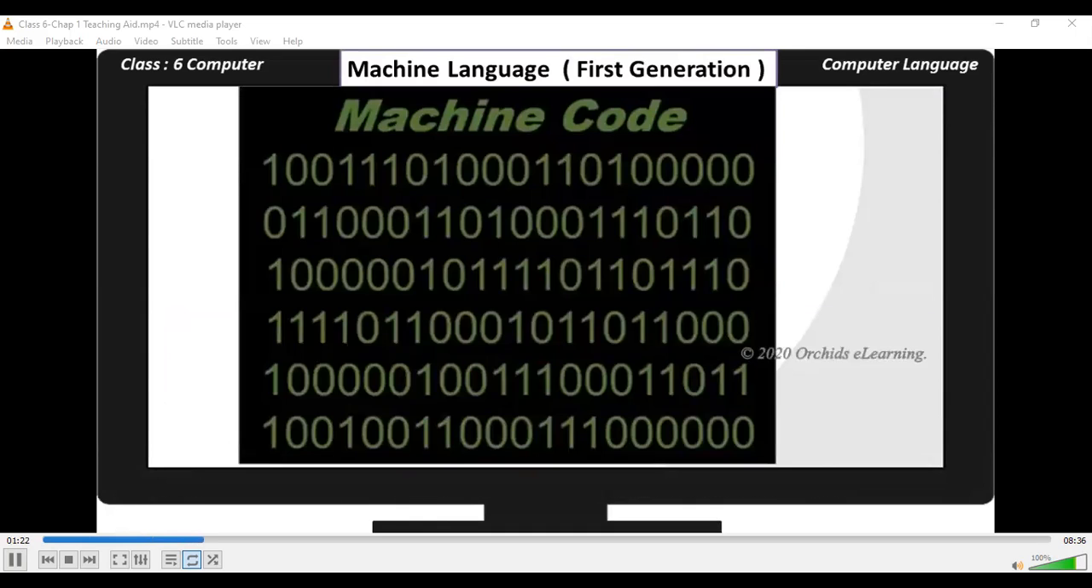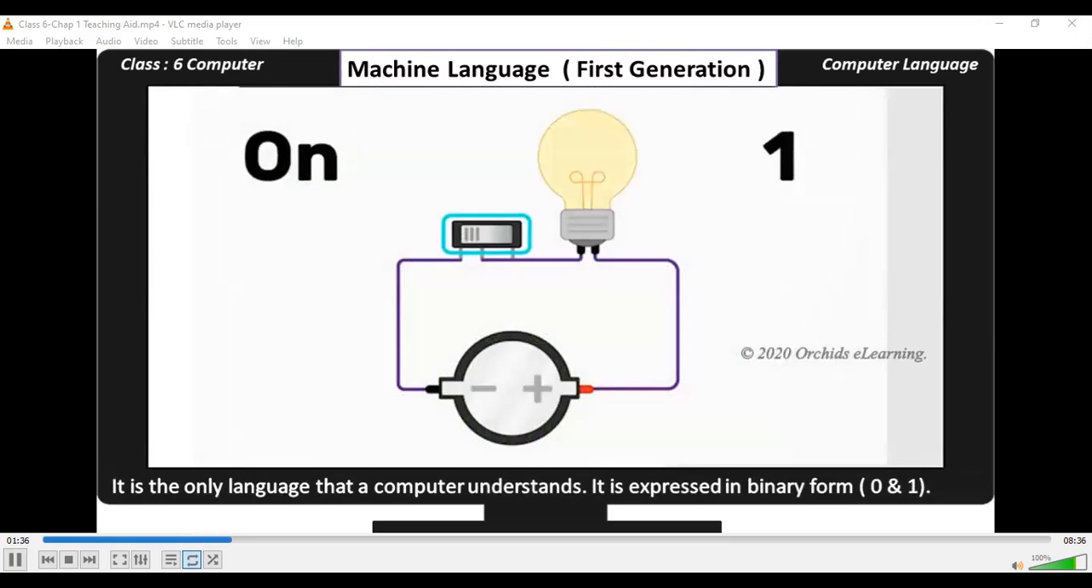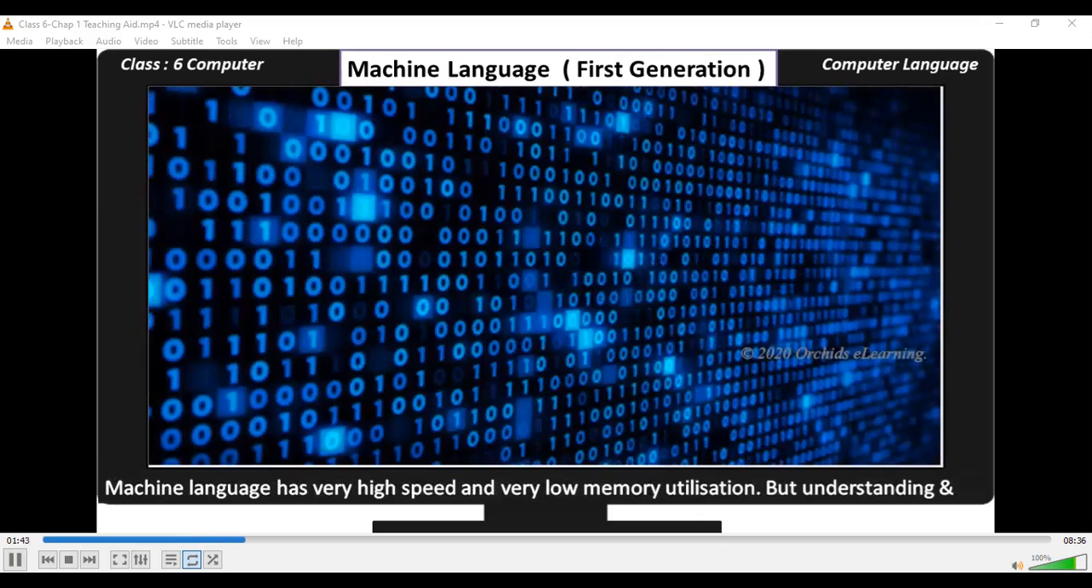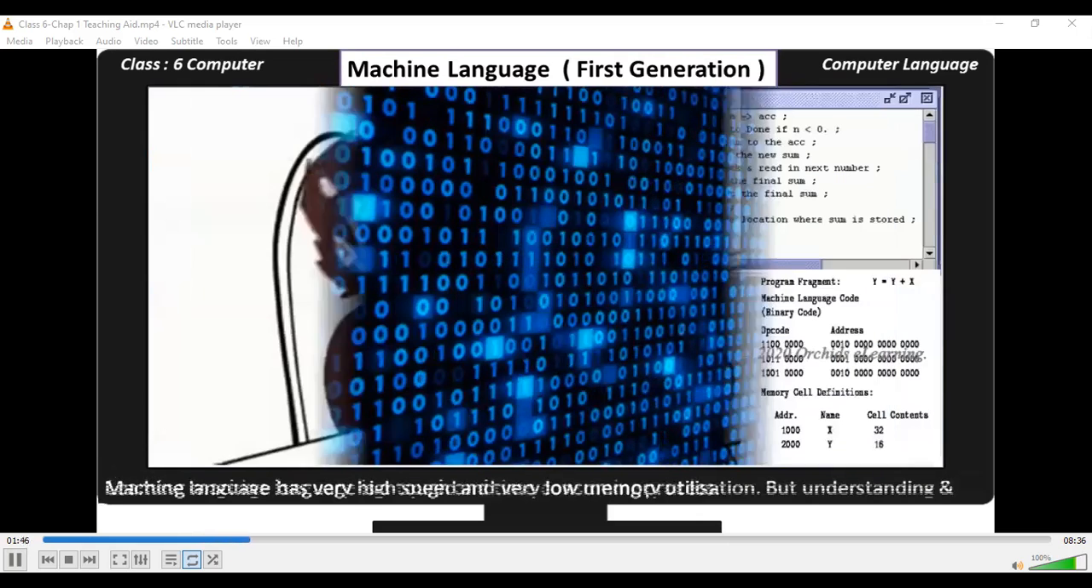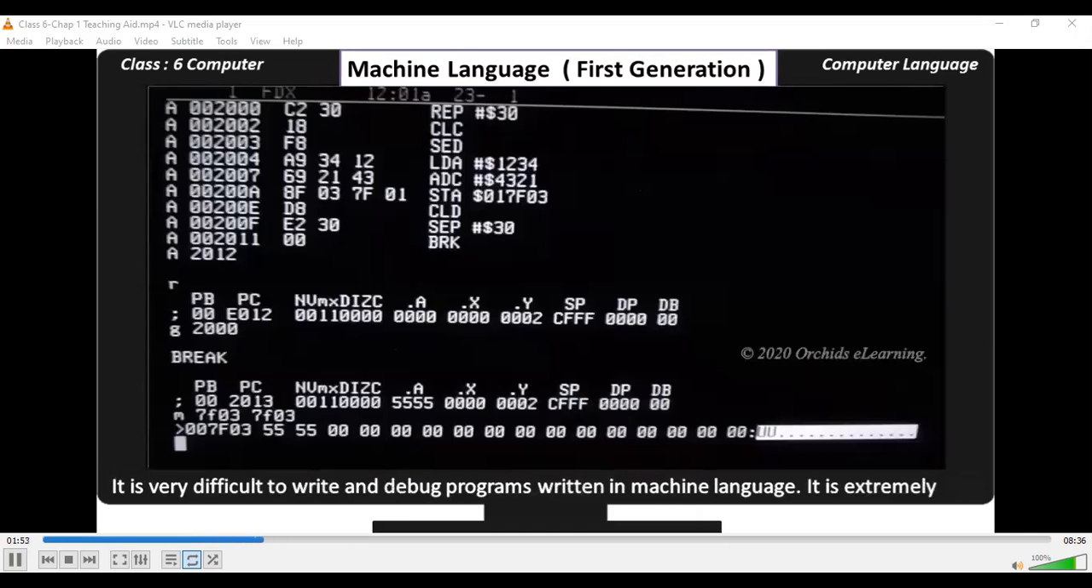Machine language, first generation. It is the only language that a computer understands. It is expressed in binary form, that is, 0 and 1, where 0 means off state and 1 means on state. Machine language has very high speed and very low memory utilization. But understanding and learning machine language is a tough and time-consuming process. It is very difficult to write and debug programs written in machine language.